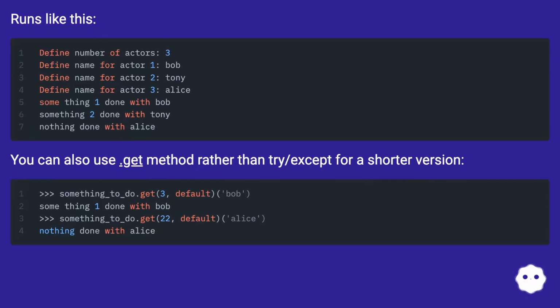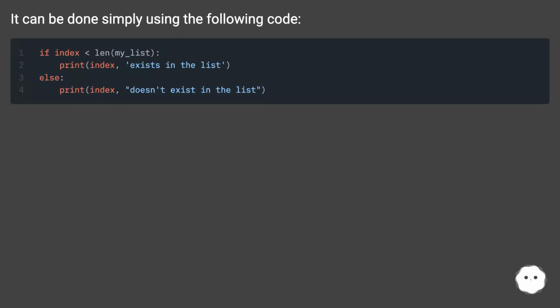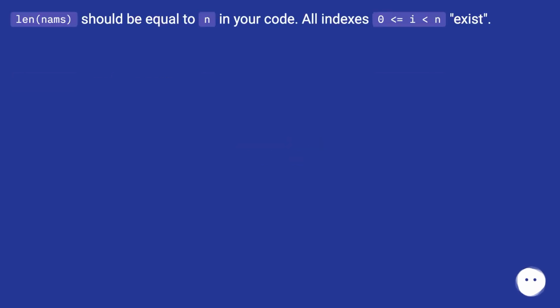You can also use the .get method rather than try/except for a shorter version. It can be done simply using the following code. len(names) should be equal to n in your code. All indexes 0 <= i < n exist.